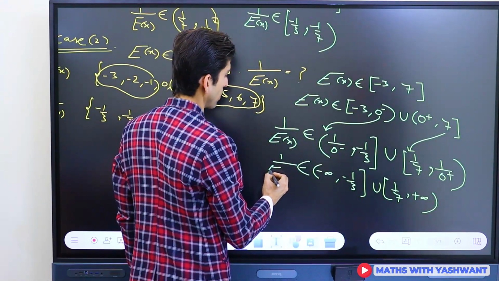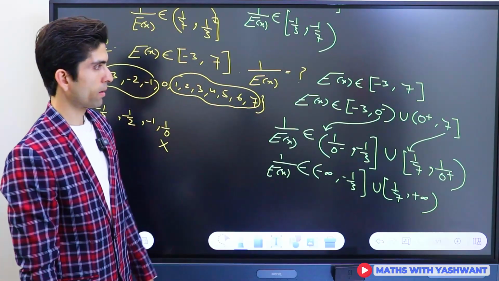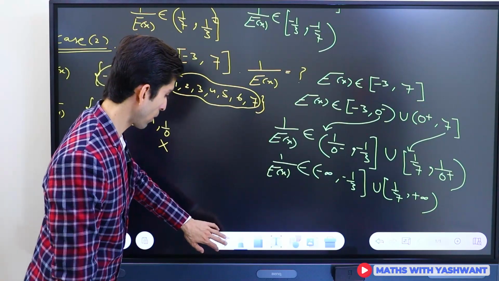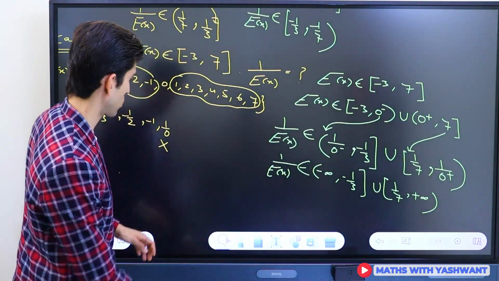So this is the range of 1 by E of x, when the range of E of x is given to you. Now we can generalize this. How do we generalize this? I'll show you.